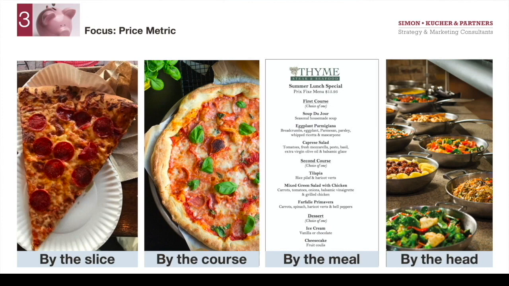Imagine you're at an Italian restaurant. You could order by the slice, you could order by the pie, you could order by the meal, like with the prix fixe dinner, one price for the dinner. Or it might be a buffet where you pay by the head. Every person that comes to the restaurant pays a per head price. Each of these is a metric. Are you evaluating the price by slice, pie, meal, or head by person?